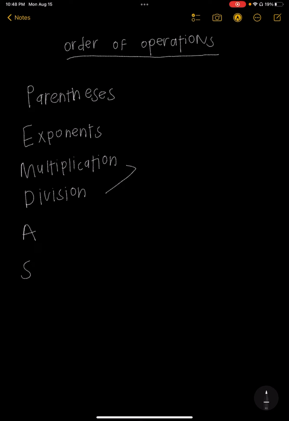And then the last two sections are for addition and subtraction. And these are treated really similarly to multiplication and division because they're on the same level. It doesn't matter whether we add or subtract first. So to determine what we actually do first is which one comes on the left. So once again, if there was a subtraction operation before an addition operation in an expression, then we would subtract before we added. All right, let's go through some examples.